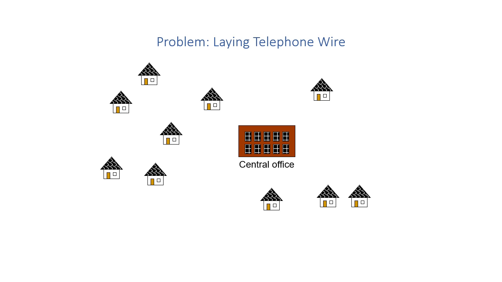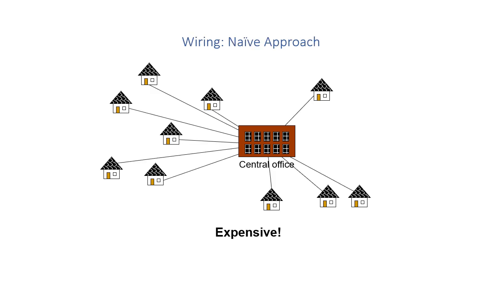The typical setup is that there is a central office that somehow has all of the routers, hubs, and necessary networking equipment in order to set up the network and allow the subscribers to use the services. The naive approach would be to lay cable from the central office to each house. Of course, this is unrealistic and it's very expensive.